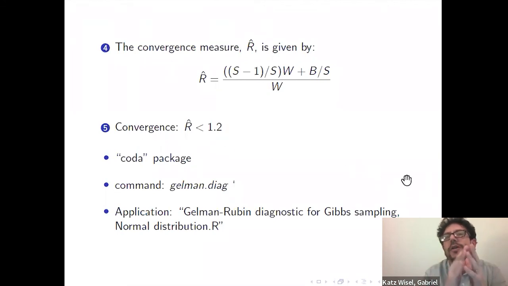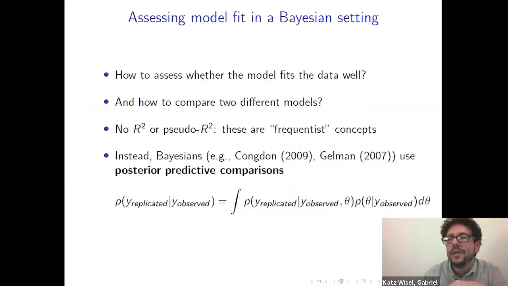Let me also say that this whole notion of convergence is a matter of debate: when can we be absolutely sure that a chain or a series of chains has converged? The short answer is probably never, but in practice, researchers applying Bayesian methods take this criterion, where the R hat is below 1.2 or when the Heidelberger test statistic is between minus 1.96 and 1.96, to reasonably assume that we have reached convergence.